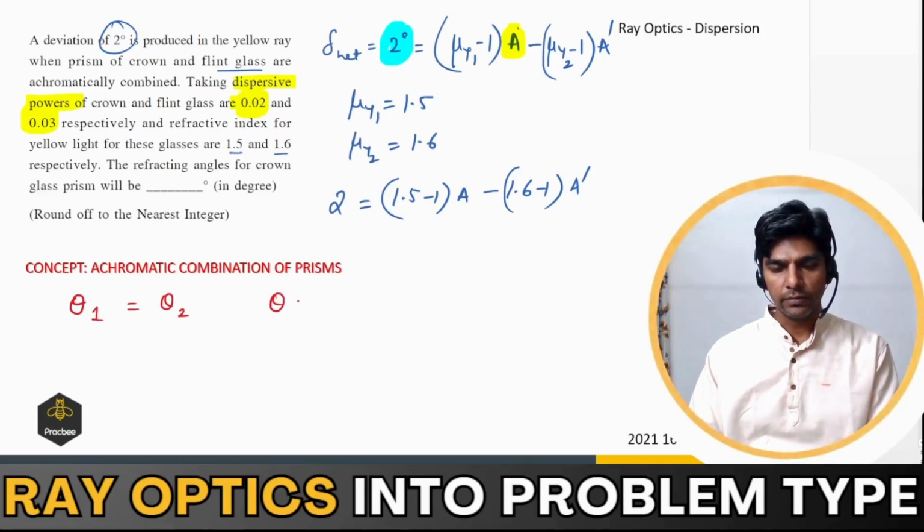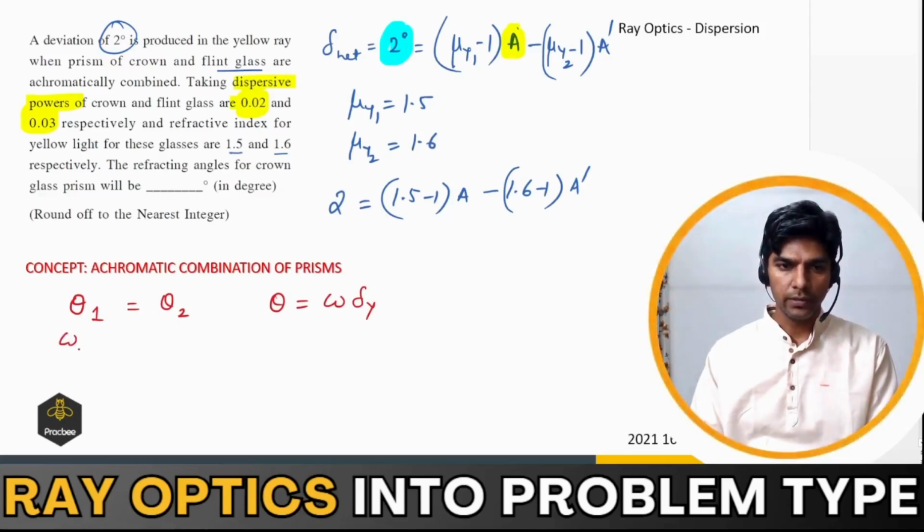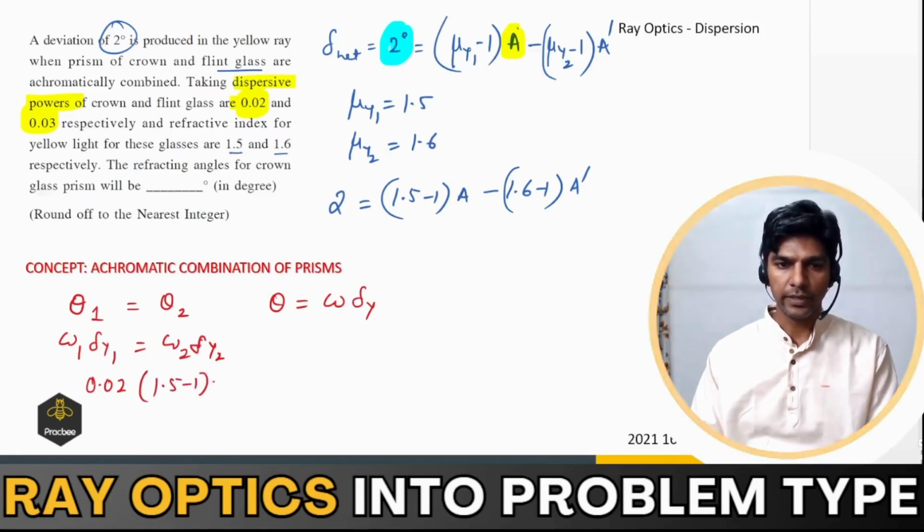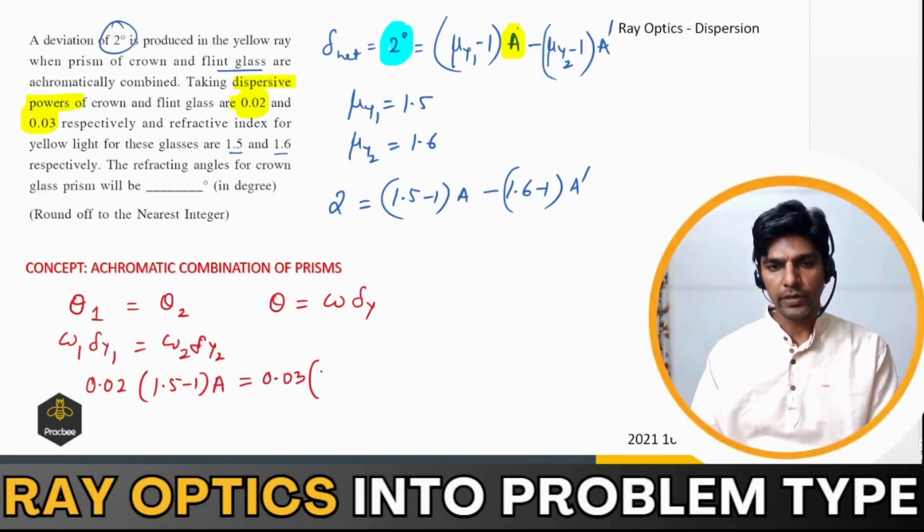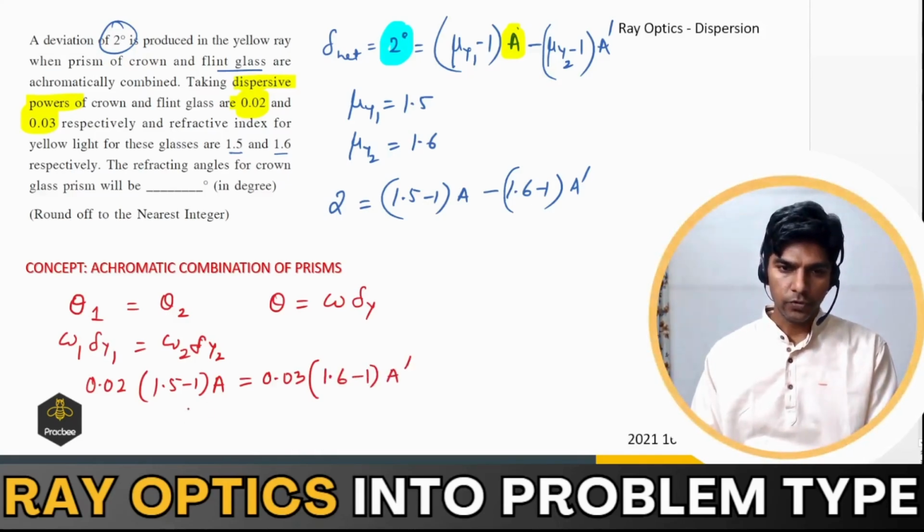And we know that theta can also be written as dispersive power times the mean deviation. So this can be written as omega 1 del y1 is equal to omega 2 del y2. What is omega 1? That is given as 0.02, and del y1 will be 1.5 minus 1 times A, and omega 2 is 0.03, and del y2 will be 1.6 minus 1 times A prime. Now from this equation we'll get the ratio of A and A prime.